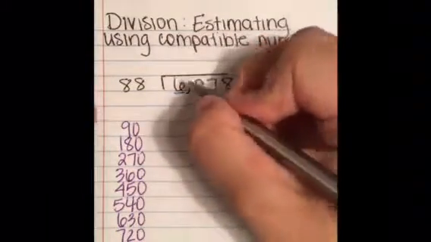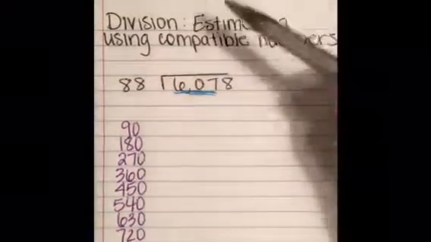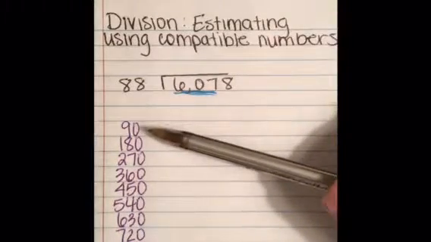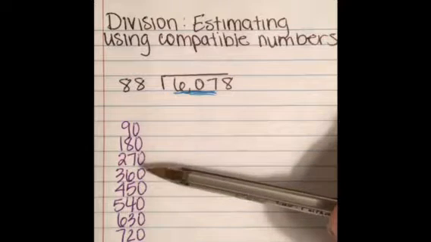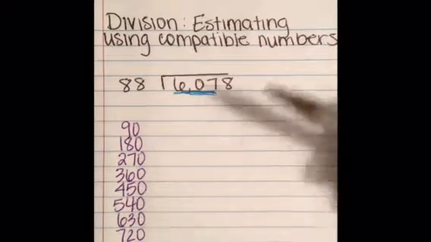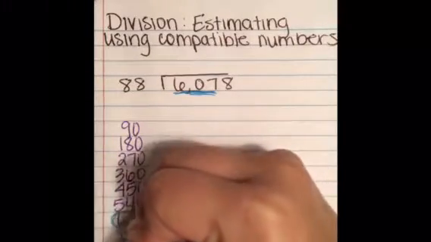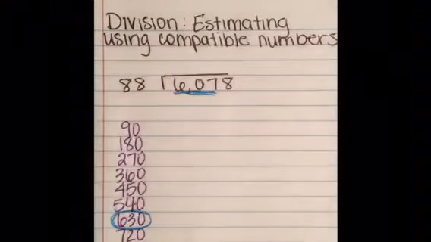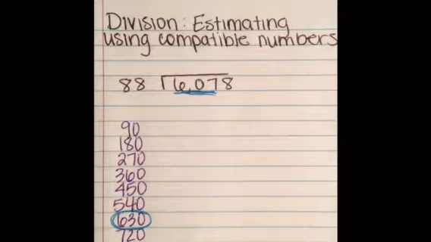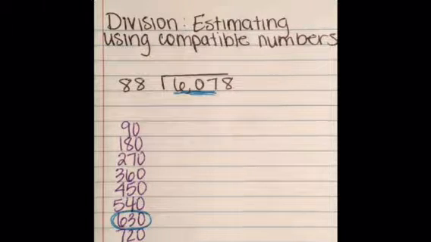So we've passed 6 and we've passed 60, so we need to look at 607. So we're looking at these multiples to see which one is closest to 607. Here it would be 630. So compatible numbers doesn't really follow rounding rules. It's just finding what number is closest to make it easier.